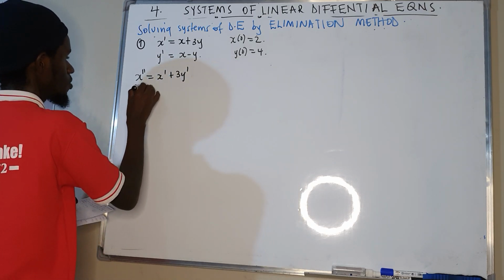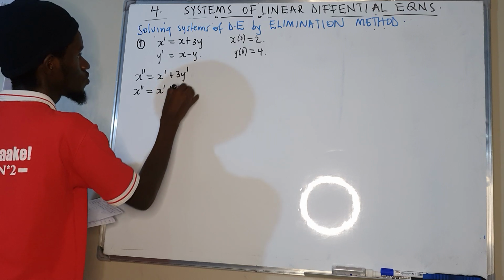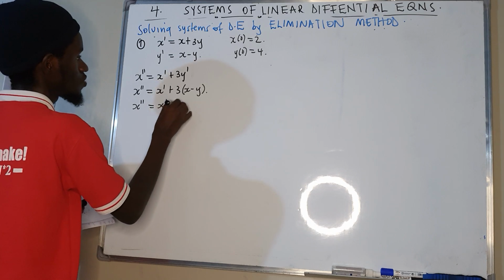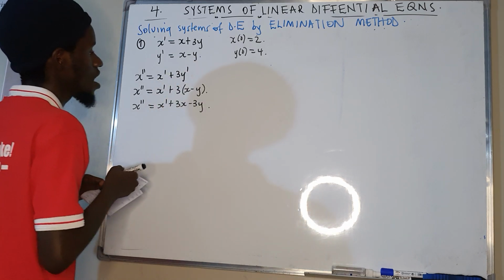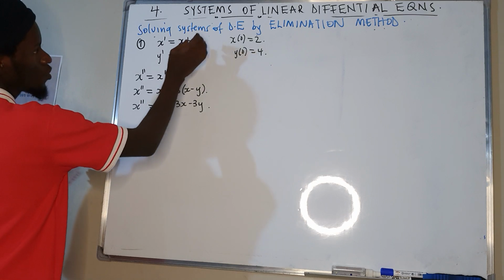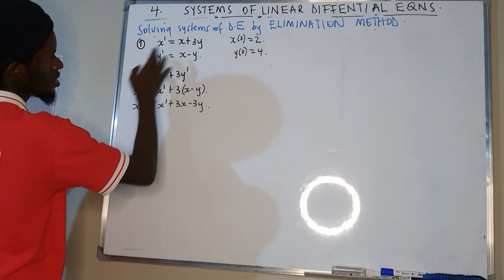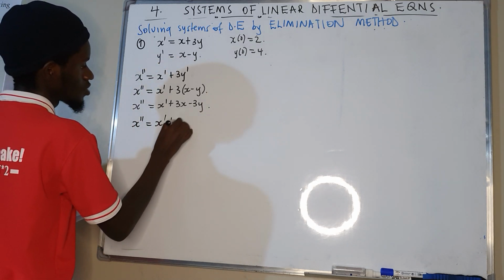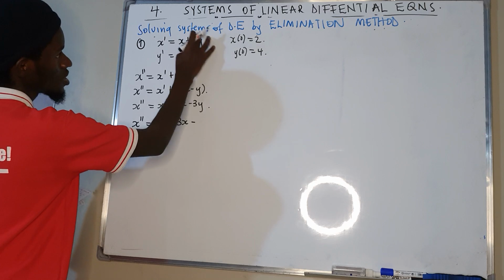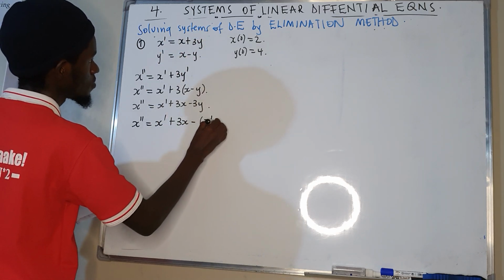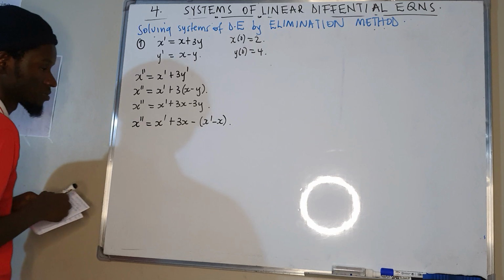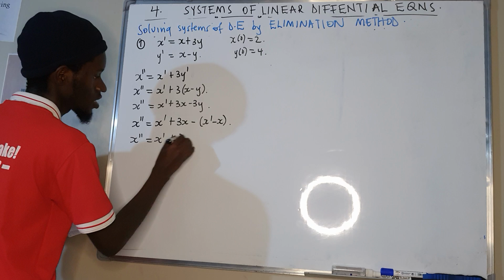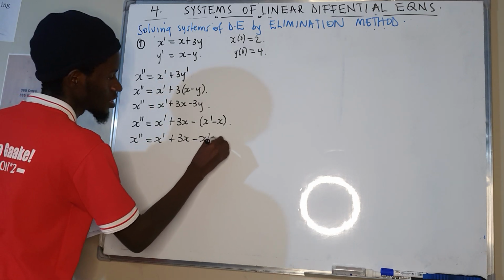I have x double prime equals x prime plus 3 times (x minus y). Then I have x double prime equals x prime plus 3x minus 3y. But remember, 3y is x prime minus x from the first equation. So I have x double prime equals x prime plus 3x minus x prime plus x.